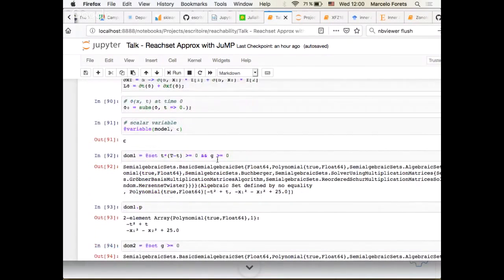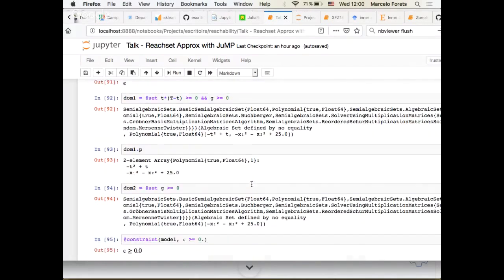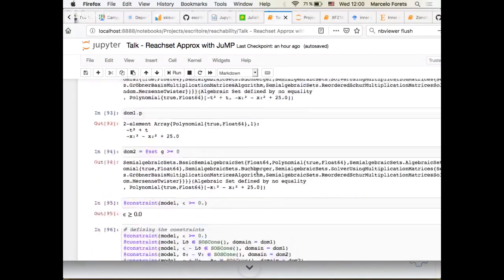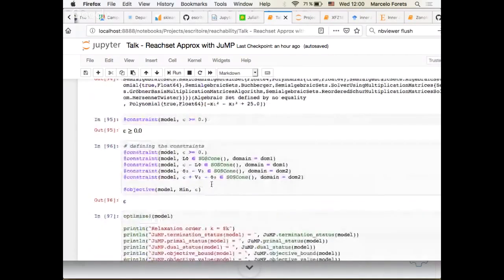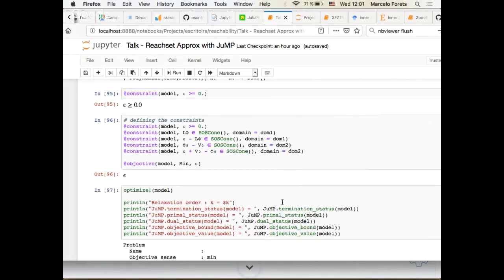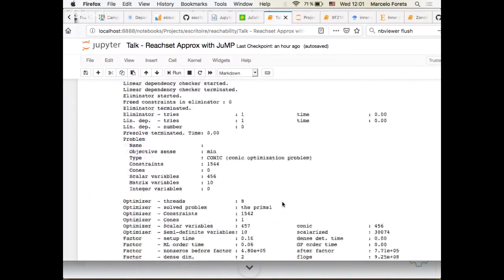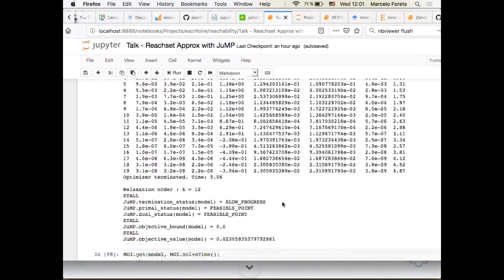The macro @set allows me to define the constraints of non-negativity of g, and similarly for this other domain where I don't have the time constraint. And then that's it, because then you give the constraints to the SOS, and you say that, for example, these polynomials are in the sum of squares cone. And then you call optimize, and you have some results. In the next part, I'm going to analyze these results and compare a little bit with other things that have been done in the past.